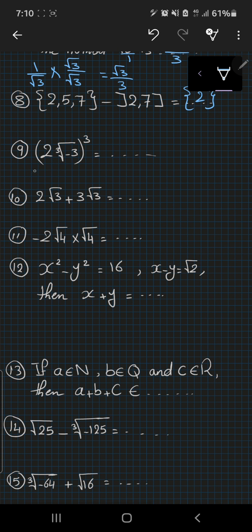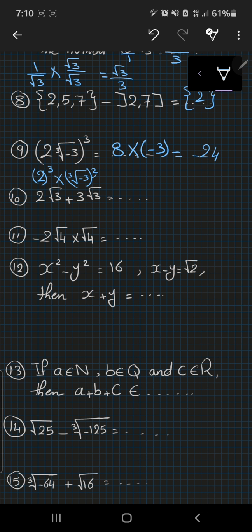Number 9: 2 times the cubic root of -3, all power 3. We want to make 2 power 3, separate the power, multiply by the cubic root of -3 all power 3. Okay, by using your calculator, 2 power 3 will be 8. Multiply by the cubic root all power 3, cancel. The result will be -3. 8 multiply -3 will be -24.